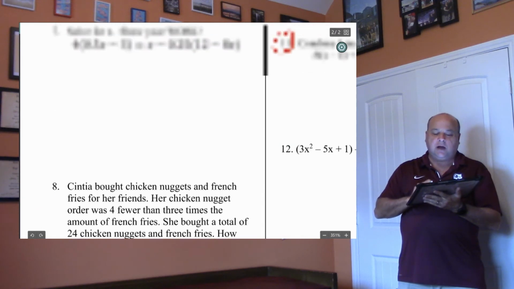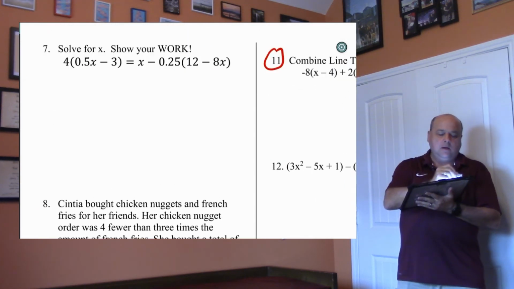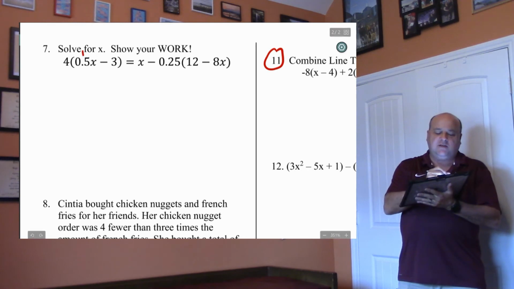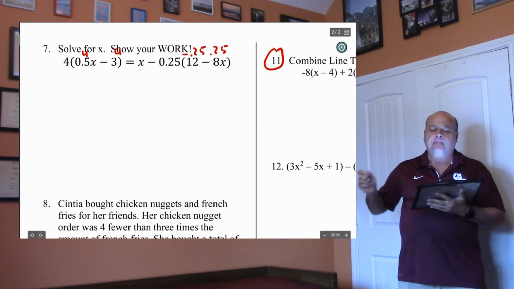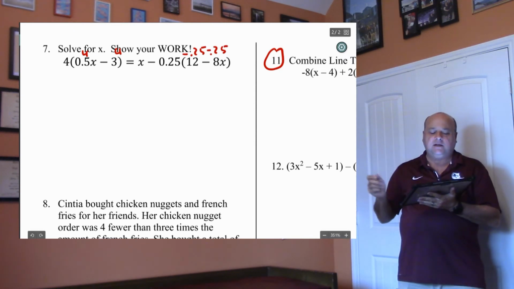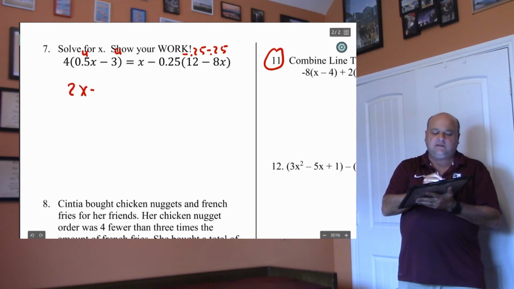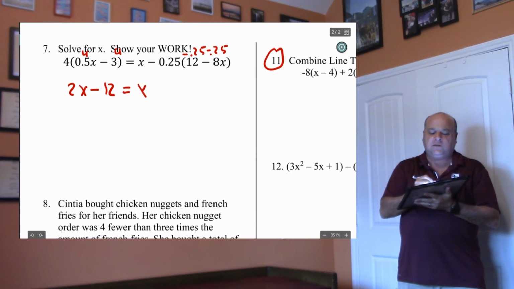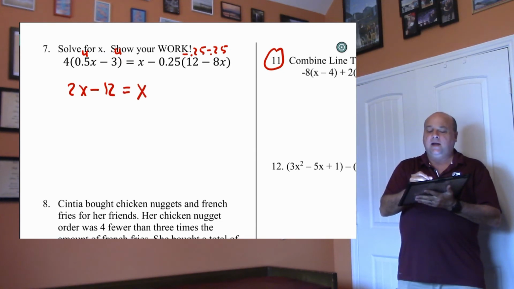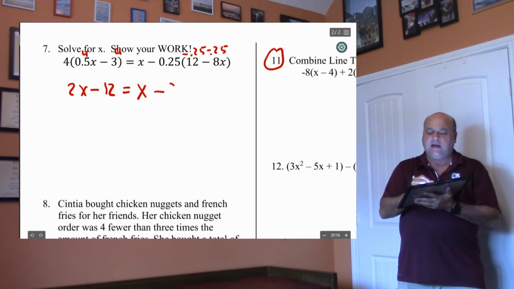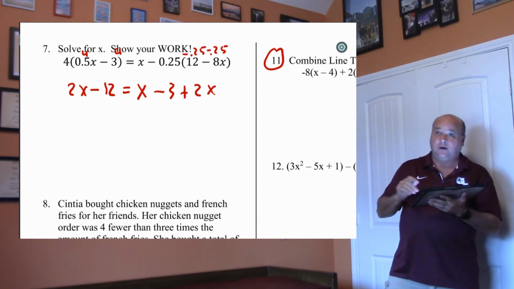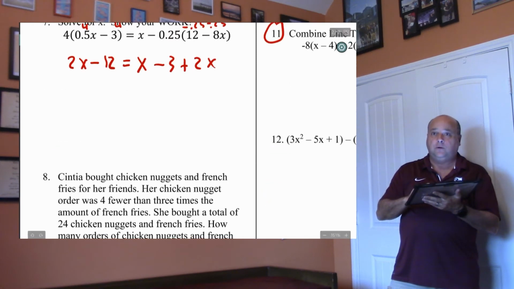Let me start you off on number 7 and then I'm going to let you finish. On number 7, we're going to distribute a 4 and then distribute a minus 0.25, and both of these are minuses. I'm going to multiply, going left to right. 4 times 0.5 is 2x, minus 4 times 3 is 12, equals x. And then a negative 0.25 times 12 is a negative 3, and a negative 0.25 times a negative 8 is a plus 2x. Now you should be able to solve that for x. I'm going to let you finish that up on your own.